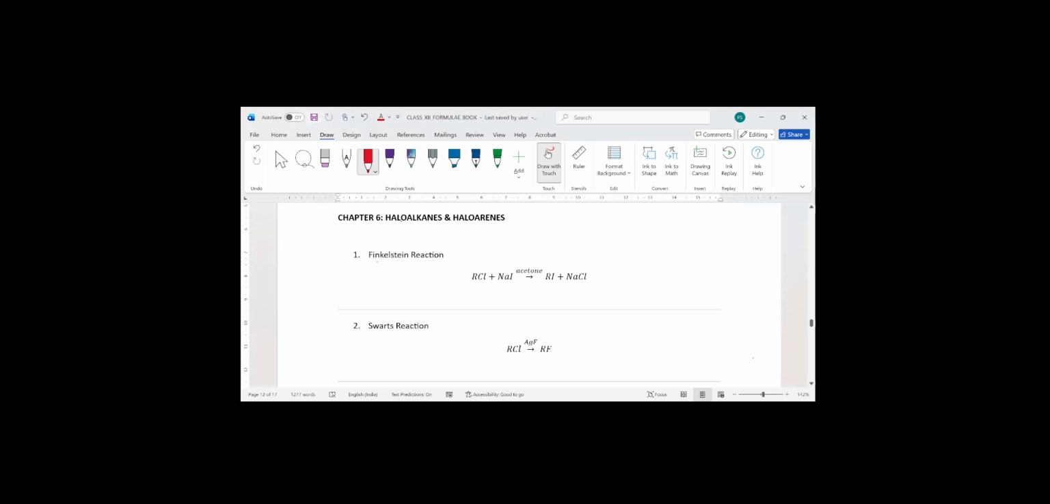Hello students, we are going to take up the name reactions from the chapter Haloalkanes and Haloarenes. Right, so we first take up the Finkelstein reaction and Swarts reaction.